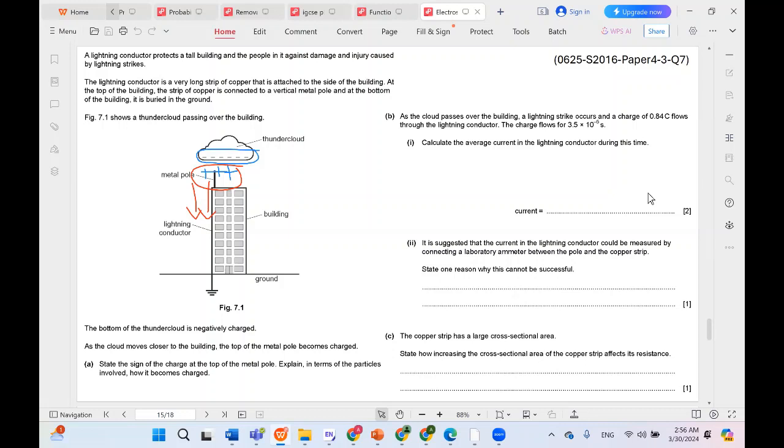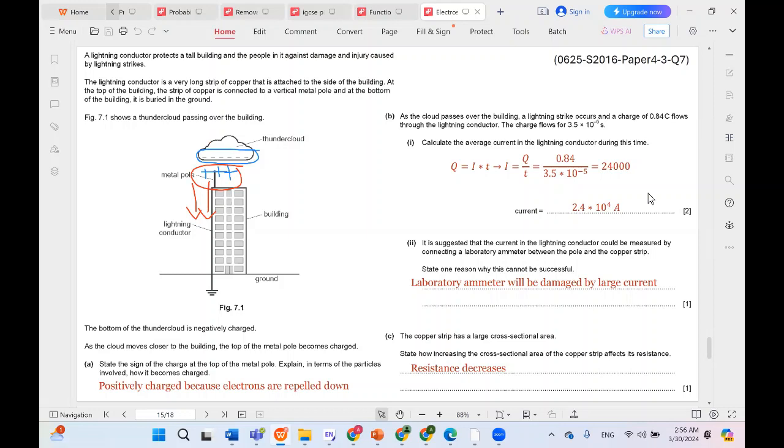But it's very important to understand that the charges that move are not the positive charges, but rather the negative charges. So therefore, we have to say that it becomes positively charged. And the reason is that electrons are repelled and they move downwards. Not the positive charges that move, but the electrons.